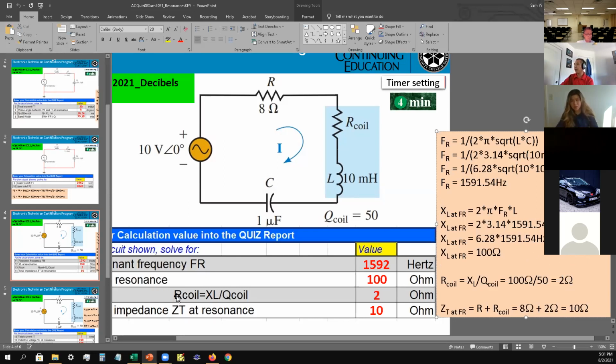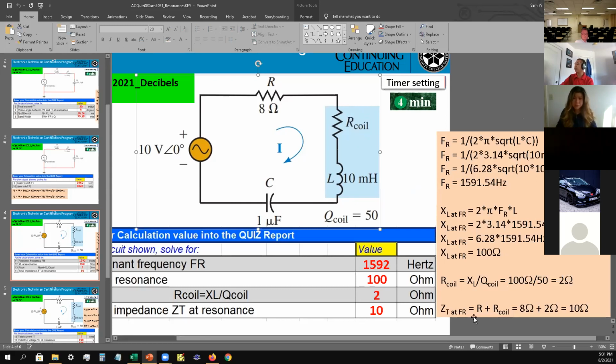Now what we want to do is find the R coil. According to the formula, it's right here: XL divided by Q coil. So XL, we know, was 100 ohms, divided by the Q coil, which is right here at 50. So 100 divided by 50 leaves you with 2 ohms. So this little r, the R coil, is going to be 2 ohms.